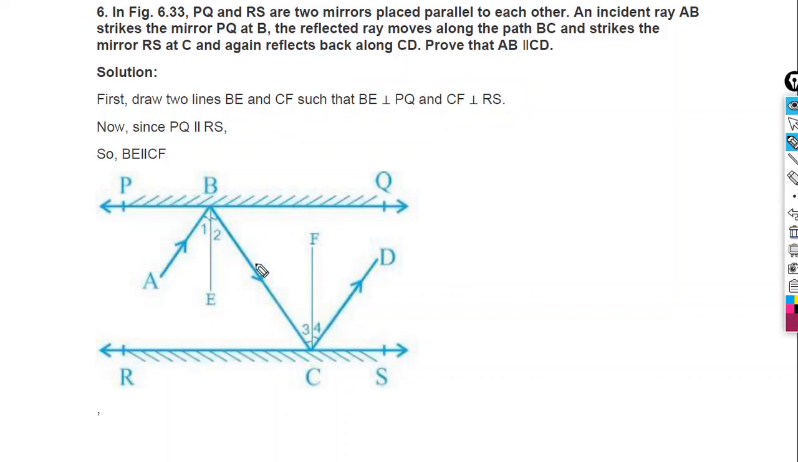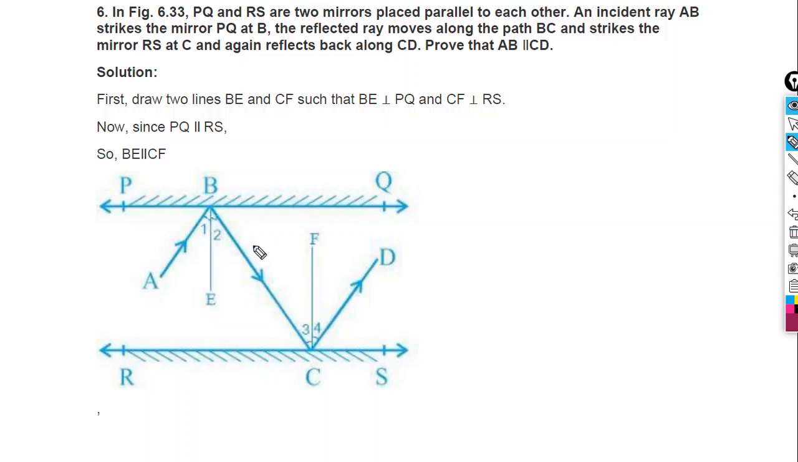Now, as we have constructed BE and CF, they are perpendicular, that means these angles are 90 degrees. Therefore, BE must be parallel to FC. The two lines must be parallel. Now, PQ is this one. As PQ is parallel to RS, therefore BE is parallel to CF.